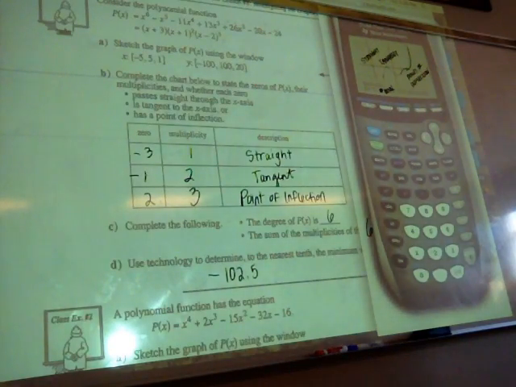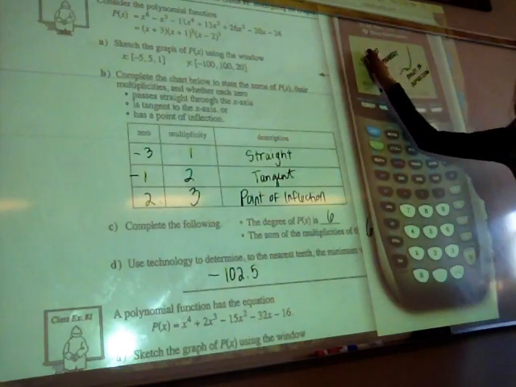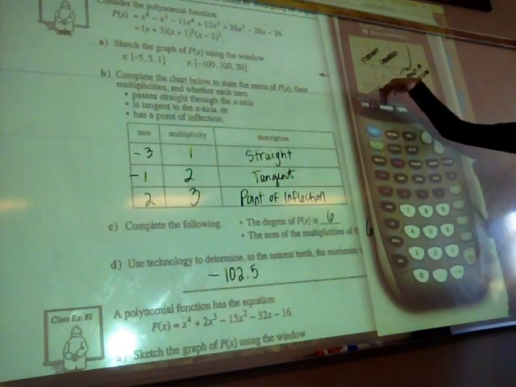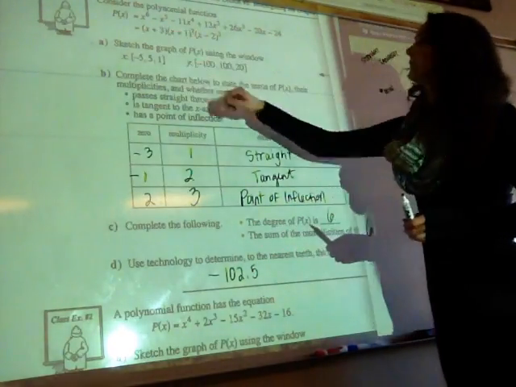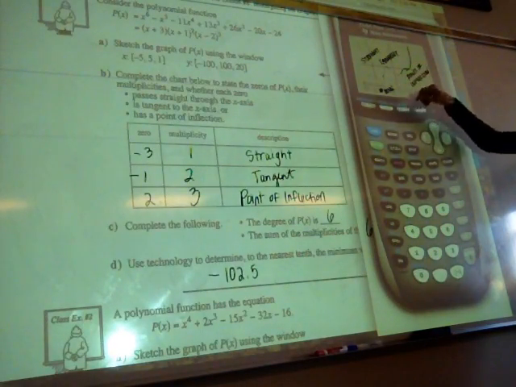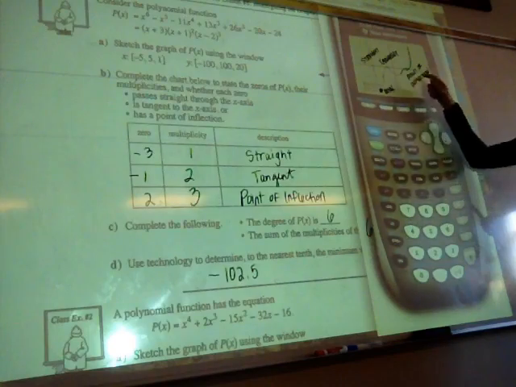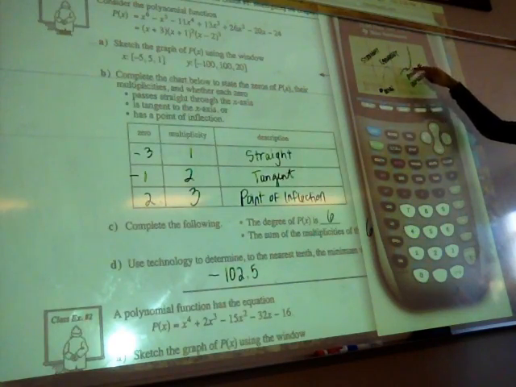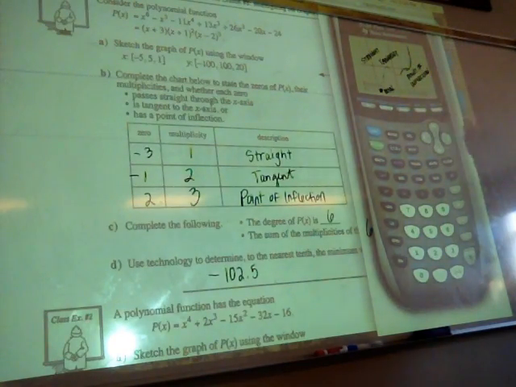So just reviewing again, if we have a straight line, multiplicity 1. Okay, the exponent on the factor will be 1. If we have a tangent, it bounces off of the x-axis, multiplicity is 2. And if we have a point of inflection, it concaves down then up, and that's a multiplicity of 3.